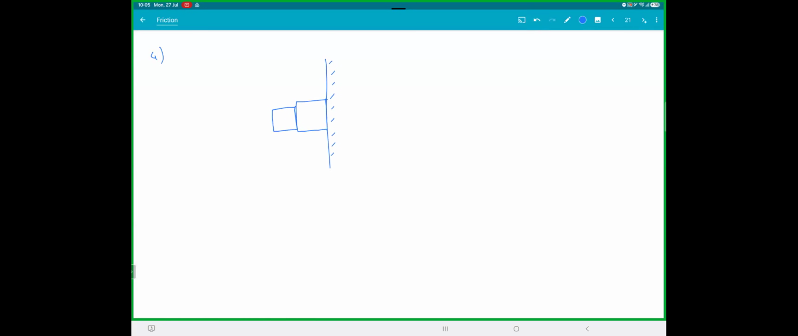We got 2 blocks here. This is 3 kg. This is 2 kg. Here the friction mu is 0.2. Here the friction mu is 0.3. And you're applying a force F and gravity is there. So the question is, find the minimum value of F so that none of the blocks slip. Everyone is safe. You don't want 2 kg to slide. You don't want 3 kg to slide. Find minimum F if there is no slipping at any surface.